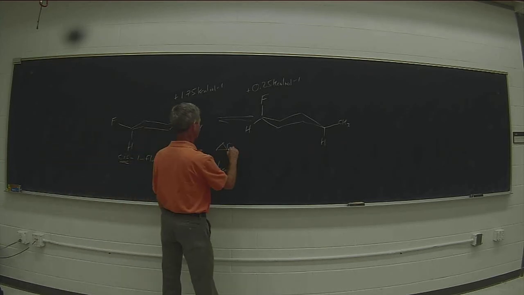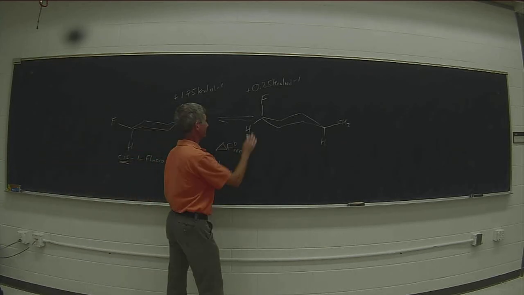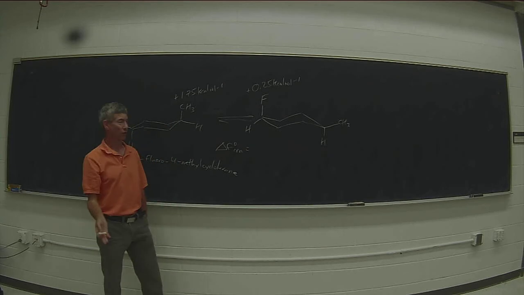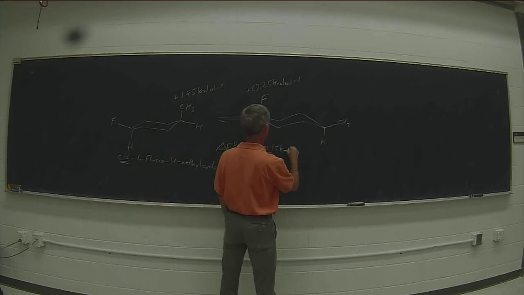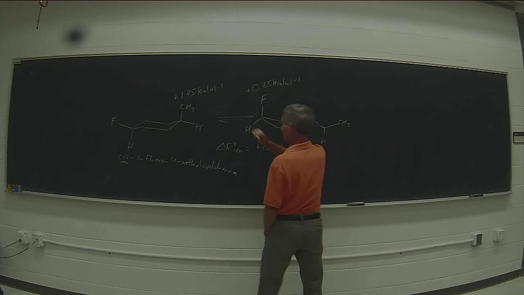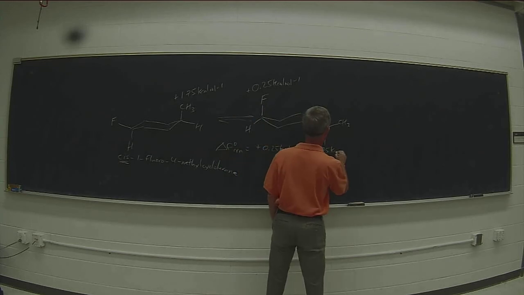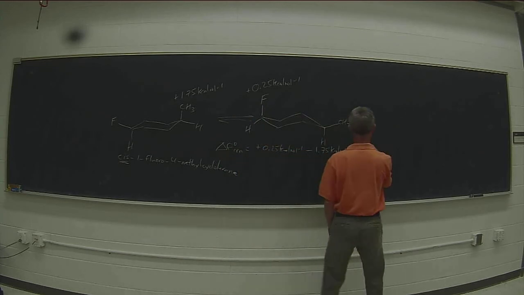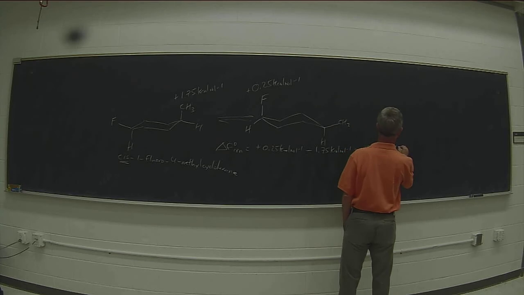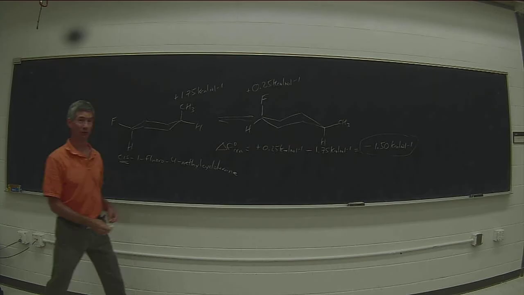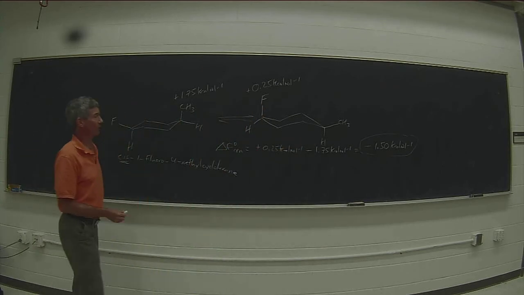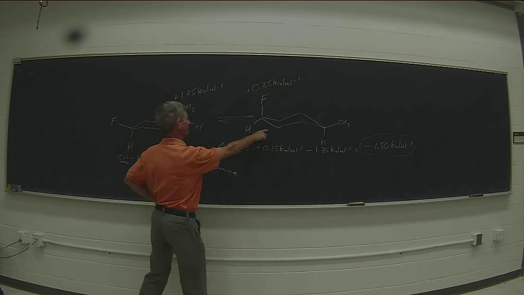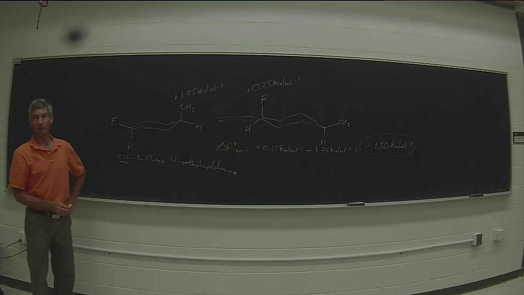I can now calculate delta G0 of reaction by taking the strain cost of putting the fluoride in the axial position, plus 0.25 kilocalories per mole, and subtracting from it the cost of putting a methyl group, and discover that the free energy change for switching from the axial methyl equatorial fluoride to the axial fluoride equatorial methyl would be negative 1.5 kilocalories per mole. This would be more stable than this one by 1.5 kilocalories per mole.